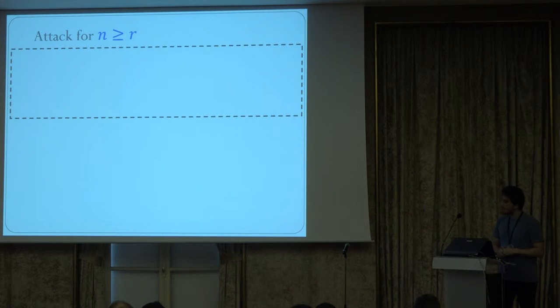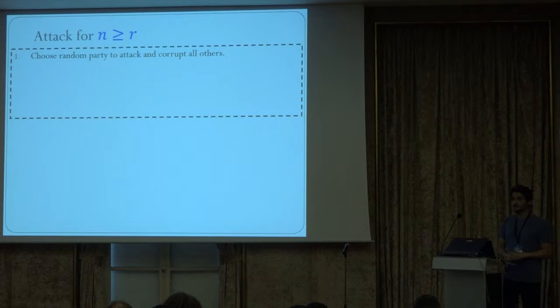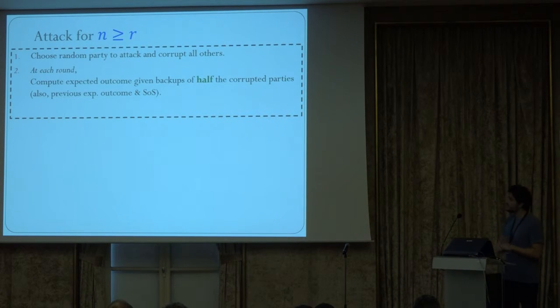So I'm going to present the attack when we have more parties than we have rounds. Okay? More parties than rounds. N is the number of parties, R is the number of rounds. The attack goes as follows. The adversary chooses a random party to attack, and corrupts all other parties. Then, at each round, the adversary is instructed to compute the expected outcome given the backups of half and only half of the corrupted parties.